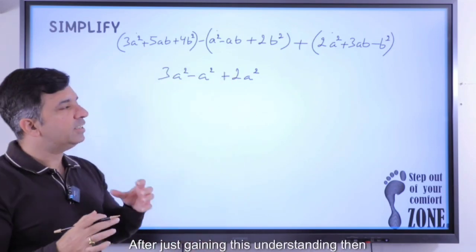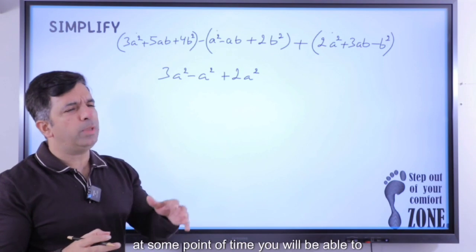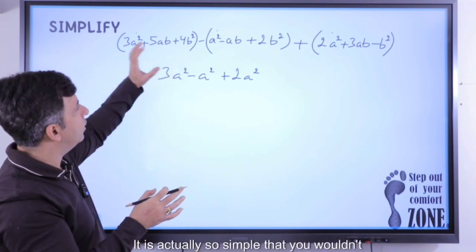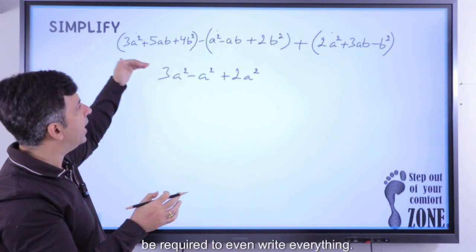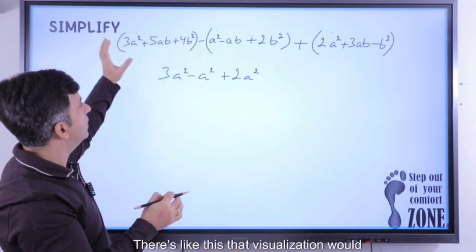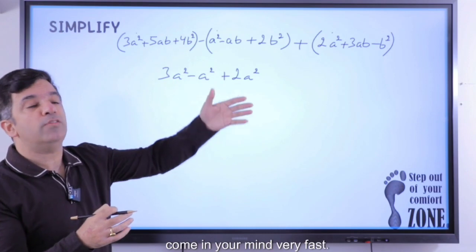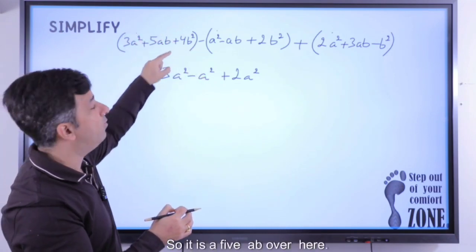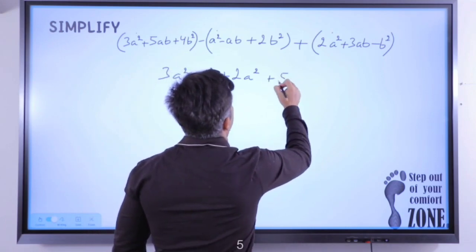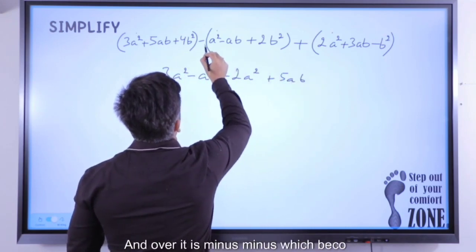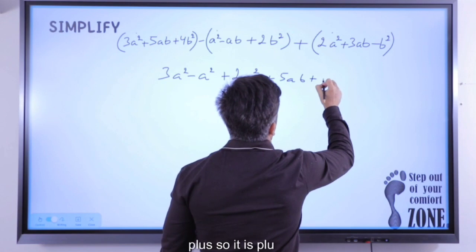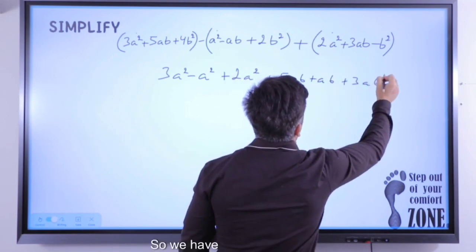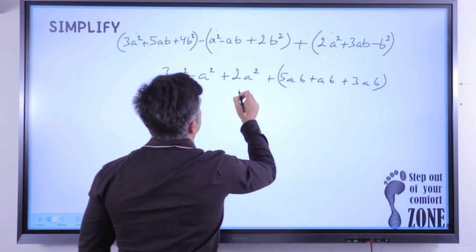After gaining this understanding, at some point you will be able to solve it orally as well. It is actually so simple that you wouldn't even be required to write everything like this. That visualization would come in your mind very fast. So now come these ab terms. It is a 5ab over here, 5ab, and over here it is minus which becomes plus, so it is plus ab, and this plus 3ab over here. So we have collected all the abs together.